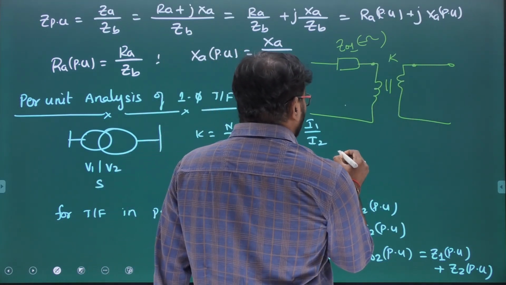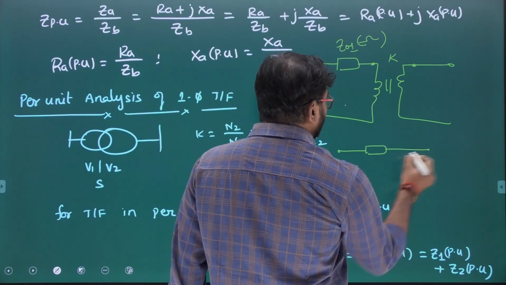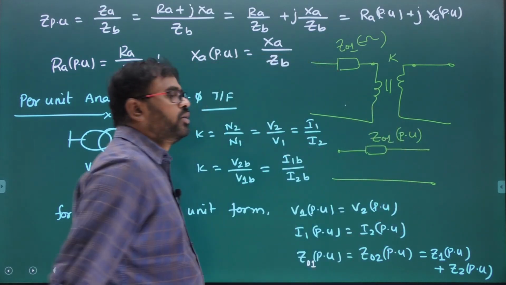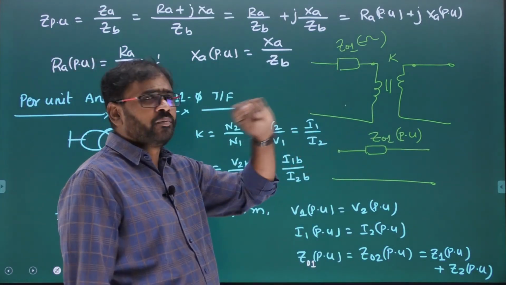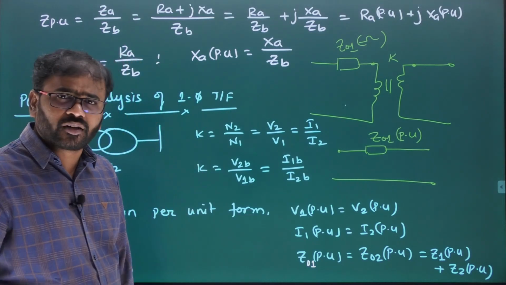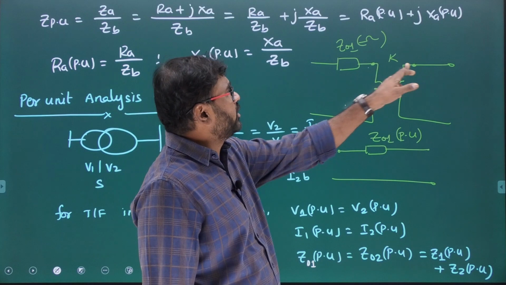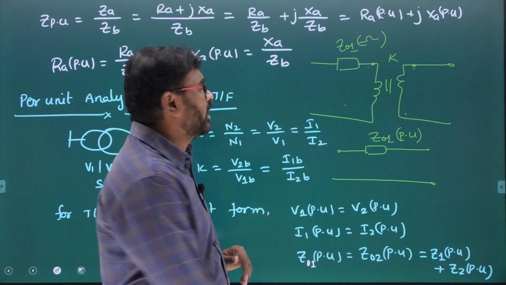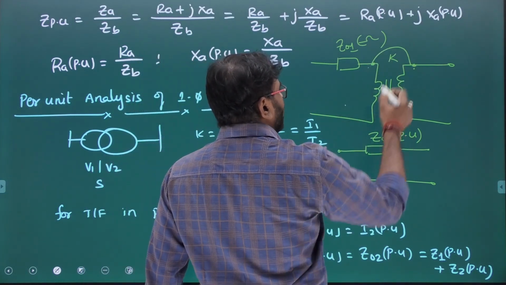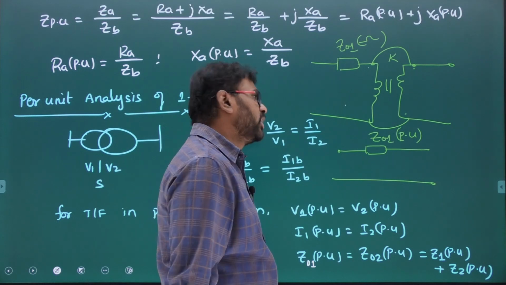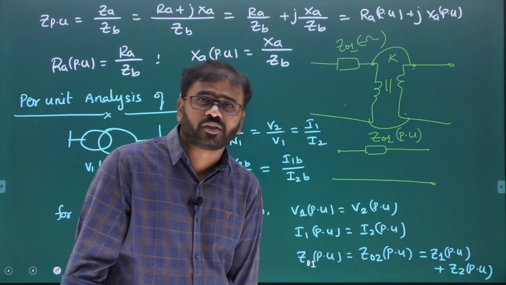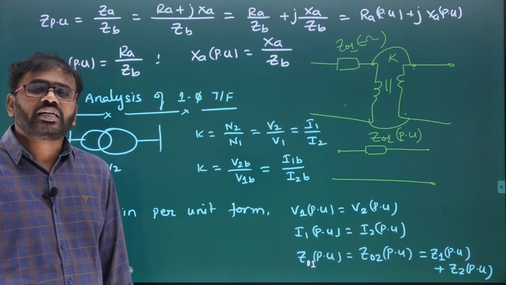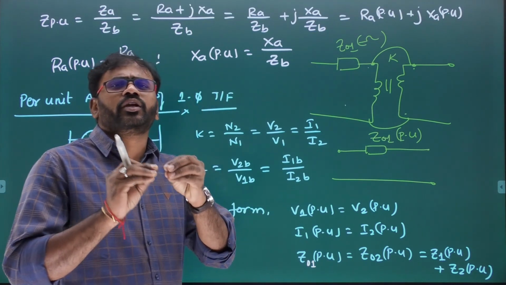But in per unit form, what do I say? Simple equivalent circuit. There is no concept of coupled circuit when you are drawing the equivalent circuit of the transformer in per unit form. Coupled circuits are not coming into the picture. Why? Because this point and this point have the same potential, because V1 per unit and V2 per unit are the same. I can join like that. So there is no concept of coupled circuits when it comes to the transformer equivalent circuit. That's why the per unit system is very simple.